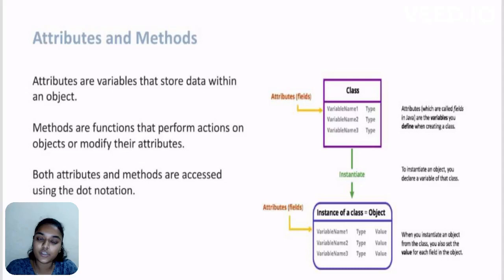Next, attributes and methods. Attributes are variables that store data within an object. Methods are functions that perform actions on objects or modify their attributes. Both attributes and methods are accessed using the dot notation.